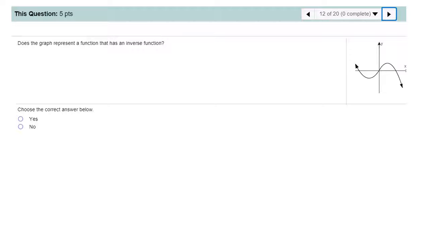Here is another one for the horizontal line test. If we draw a horizontal line through this function, I can draw it in such a way that it crosses the graph in 3 places. That would not have an inverse, so no.